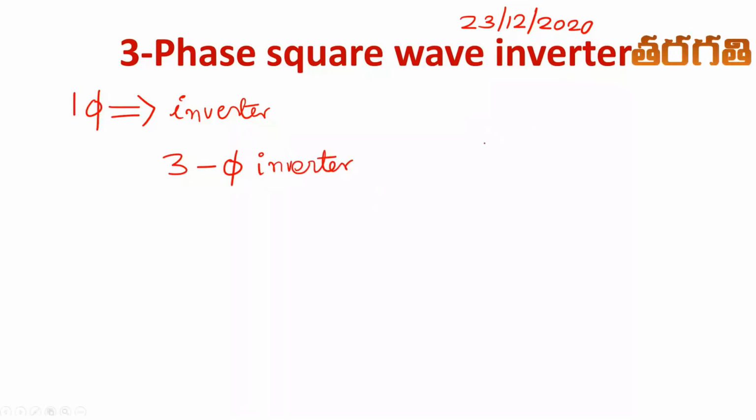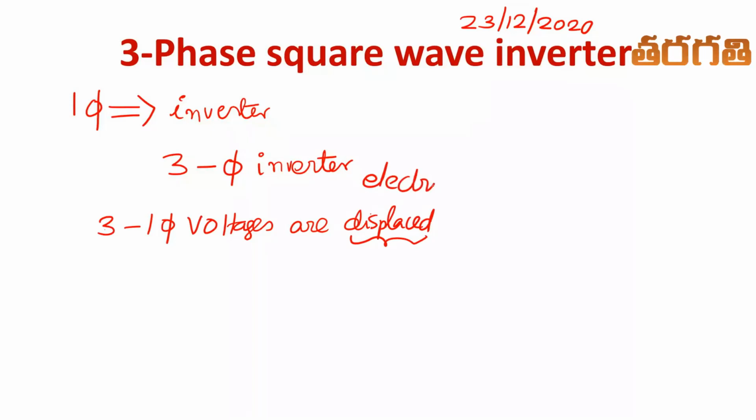Okay, so what is the similarity between a single phase voltage and a three phase voltage? The similarity is that three single phase voltages are displaced by, what we call the electrical displacement, 120 degrees with respect to each other.